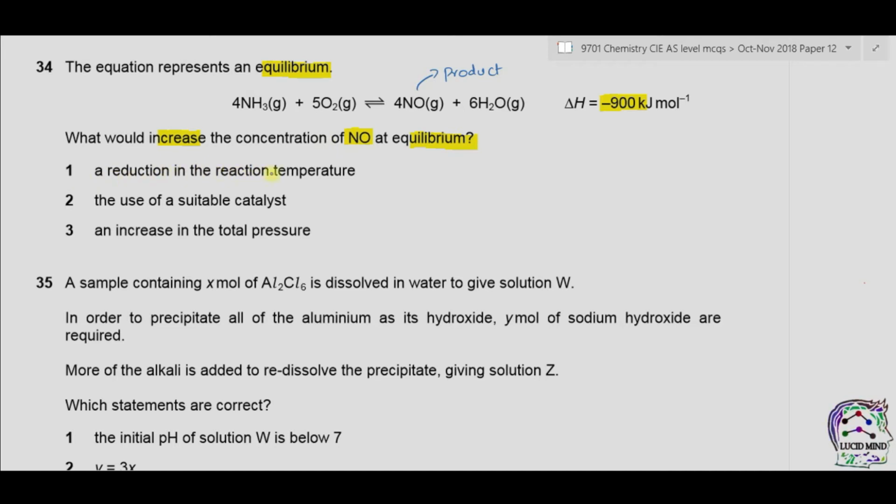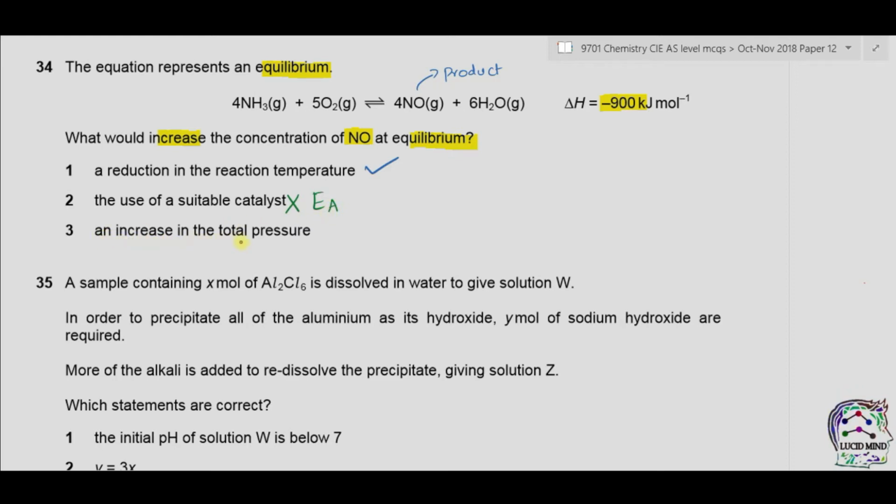Number 1, a reduction in the reaction temperature. This is true because when temperature is reduced for an exothermic reaction, the equilibrium moves in the forward direction and more product will be formed. Part 2, the use of a suitable catalyst. Now a catalyst only decreases the activation energy, and the rate of reaction is increased in both forward and backward directions. The concentration of any reactant and product is not affected.